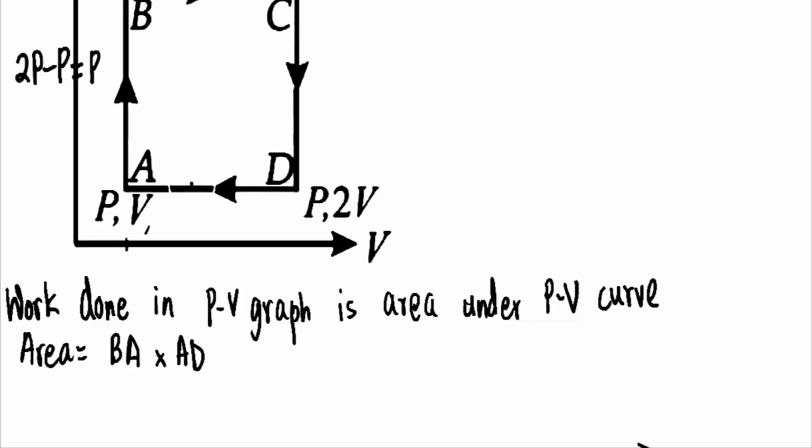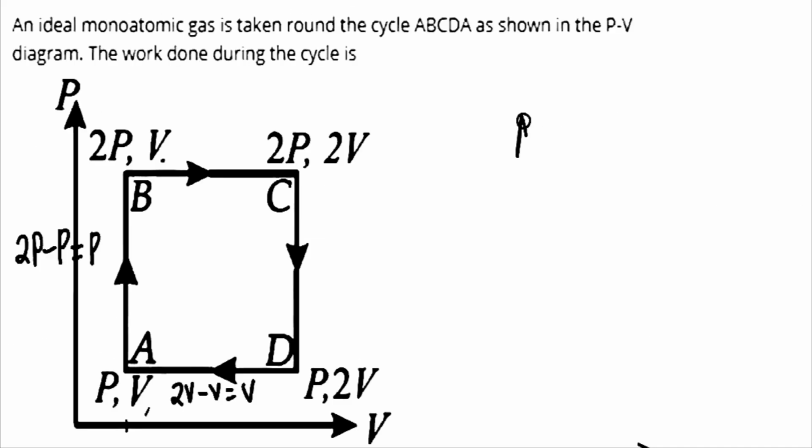And basically on this side you can see P is constant, but V is changing to 2V, so this side will be 2V minus V, which will be equal to V. So what we'll get is the area will be equal to P into V, which will be equal to PV. So our answer is basically work done is equal to PV.